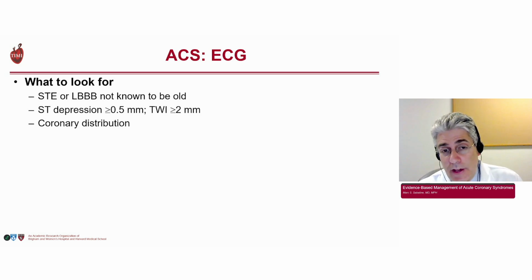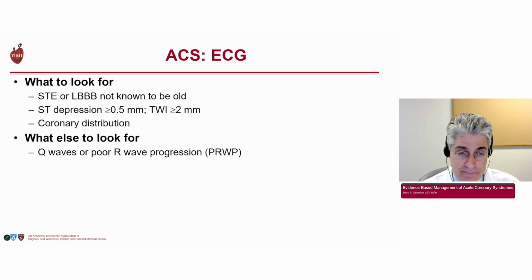If we don't see ST elevations, then we look for ST depressions. As little as 0.5 millimeter are important. T-wave inversions, at least 2 millimeters. And we look to make sure it's in a coronary distribution, meaning is it in the anterior leads V1 through V4? Is it in the inferior leads 2, 3, and aVF? Is it in the high lateral leads 1 and aVL? Seeing ischemic changes in the same coronary distribution then greatly increases the likelihood that these are real findings.